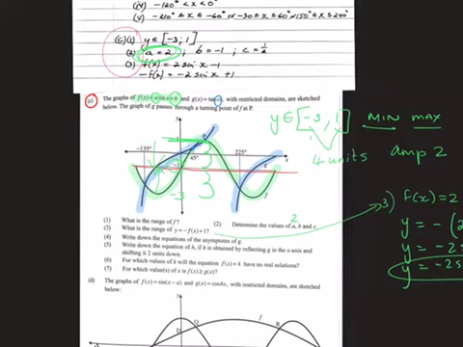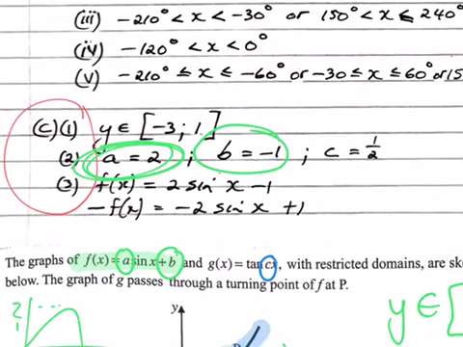Then B, if your amplitude was 2, you would be supposed to see a graph at 2 and negative 2. But now we're seeing it at 1 and negative 3, which means the whole graph is shifted down 1 unit. So B is the vertical shift of negative 1.